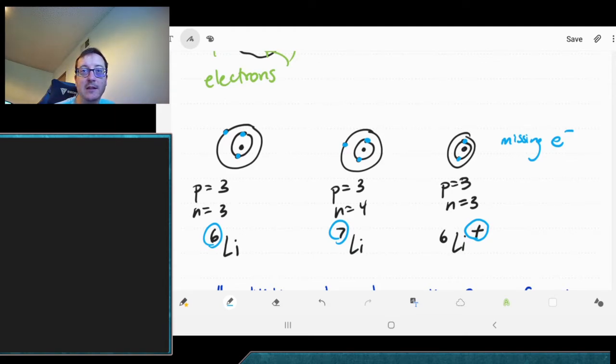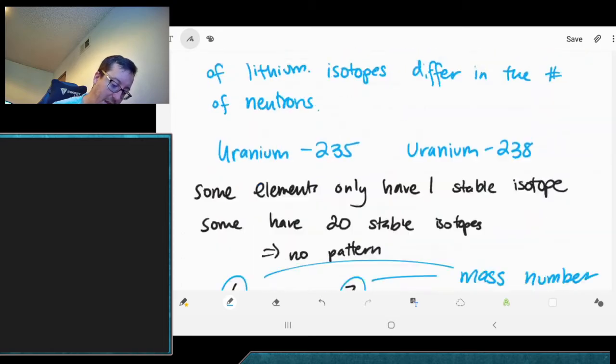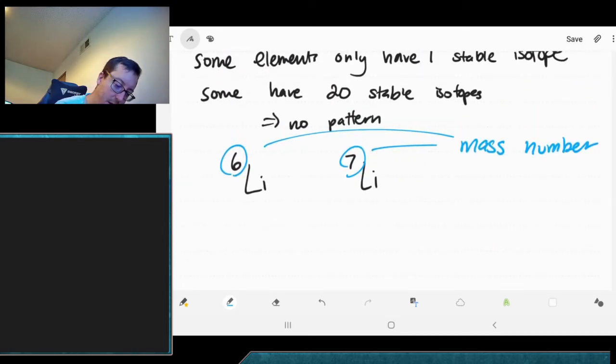Well, perhaps these numbers directly above have some manner here. And indeed, we can see, if we add the protons and neutrons, we're going to get 6 and 7 for those left 2 cases. And indeed, we'll get 6 on the right as well. So, we're going to see here that the mass number is going to be equal to the number of protons plus the number of neutrons that you have. So you add those up and you get what's called the mass number.